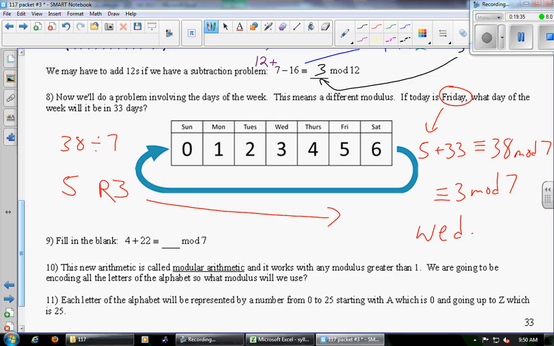Yeah, and number 9, you just put the number. Okay. What is what? Oh, remainder. 5 remainder 3. Lucas.